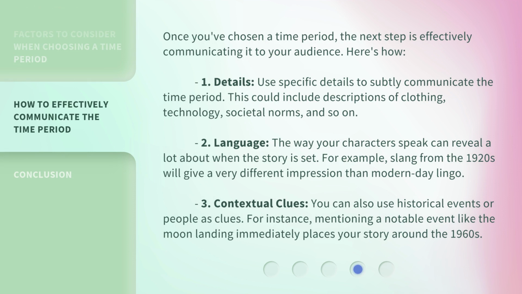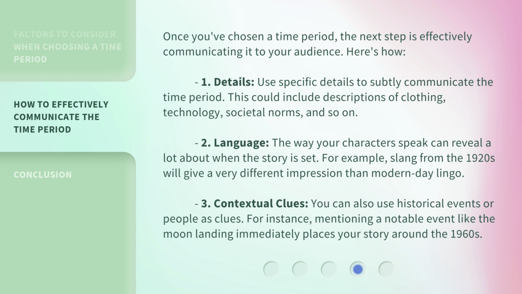Once you've chosen a time period, the next step is effectively communicating it to your audience. Here's how. 1. Details. Use specific details to subtly communicate the time period. This could include descriptions of clothing, technology, societal norms, and so on.